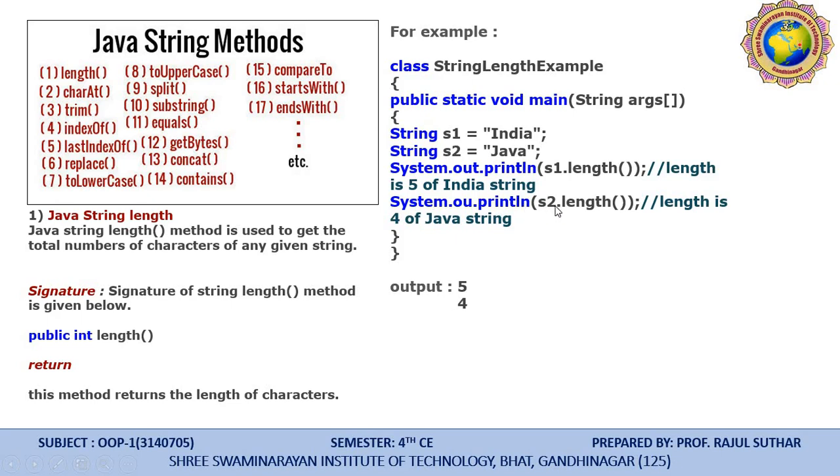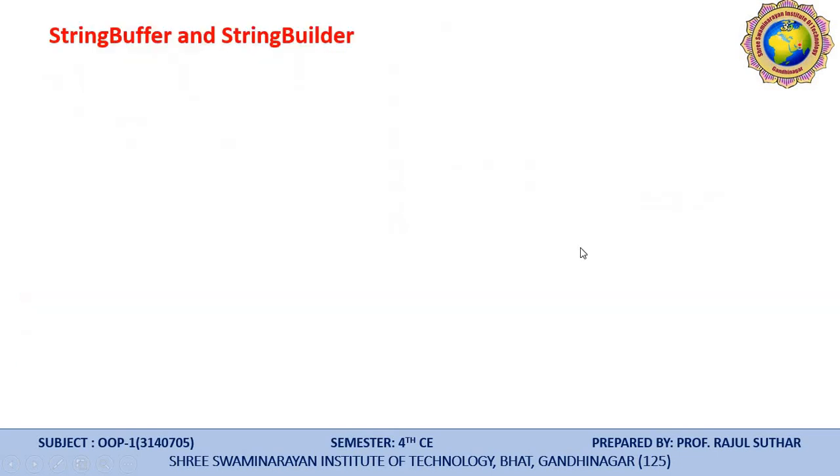Then System.out.println(s2.length()), the length of the second string, that is Java. Java covers 4 characters: J-A-V-A. So the output of this program is 5 and 4. The first string has 5 characters, the second has 4 characters. In the same way, you can use any of these string methods in Java.